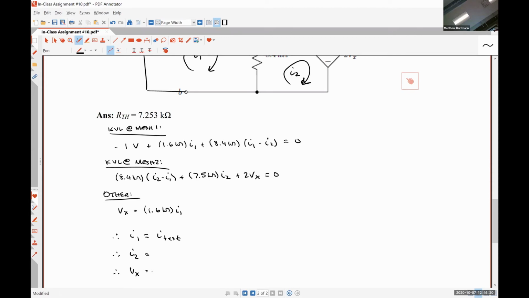All right, so 1600 plus 8400 is my coefficient for I1. Negative 8400 is my coefficient for I2. 0 is my coefficient for Vx. Constant term is +1. My next equation, I have negative 8400 I1, 8400 plus 7500 I2, and 2Vx.